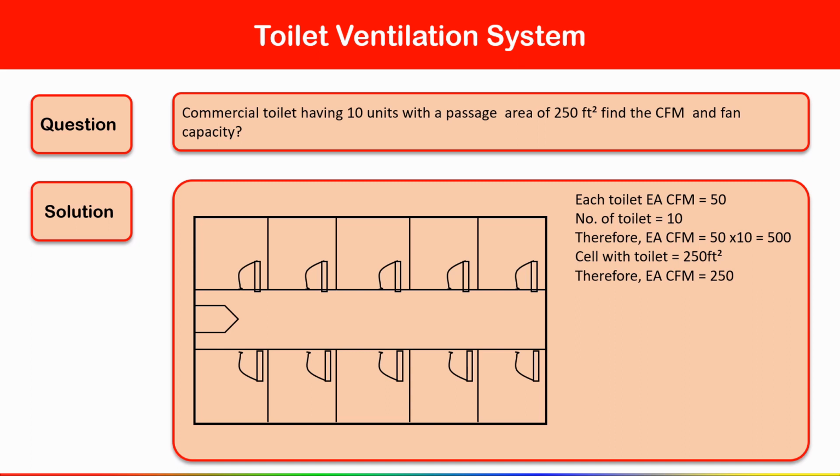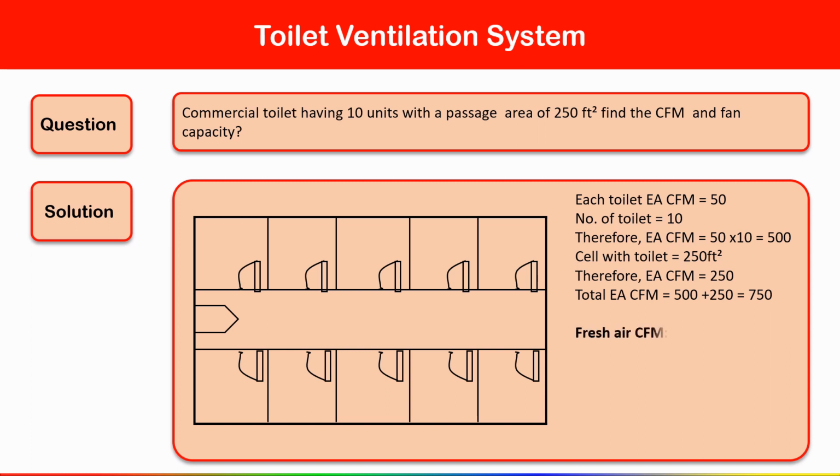So add both of them, the totals you have calculated now for the toilets and for the passage area. So total exhaust air CFM is how much? 500 plus 250, 750 CFM of air we have to exhaust from this commercial toilet.